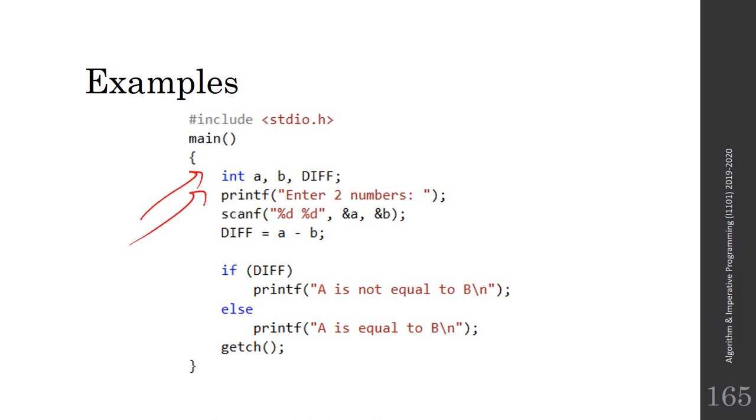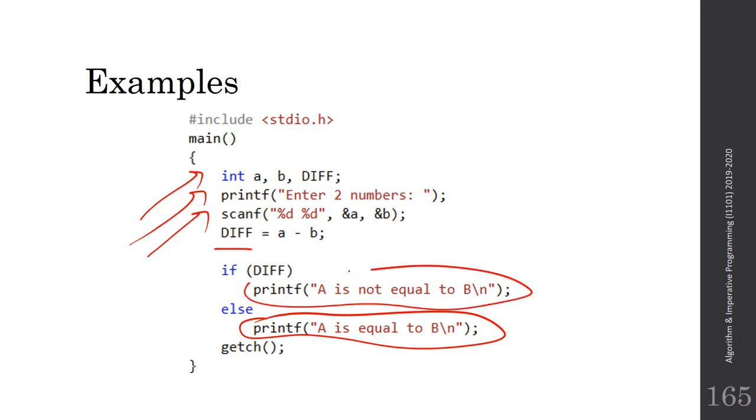Again, we print on the screen enter two numbers, and the user should enter two integers a and b. What we will do is calculate the difference between the two numbers, and we will use again an if. We say if diff, so we have an expression. So if diff is equal to 0, we will execute block 2. If it's different than 0, it means that we will execute block 1.